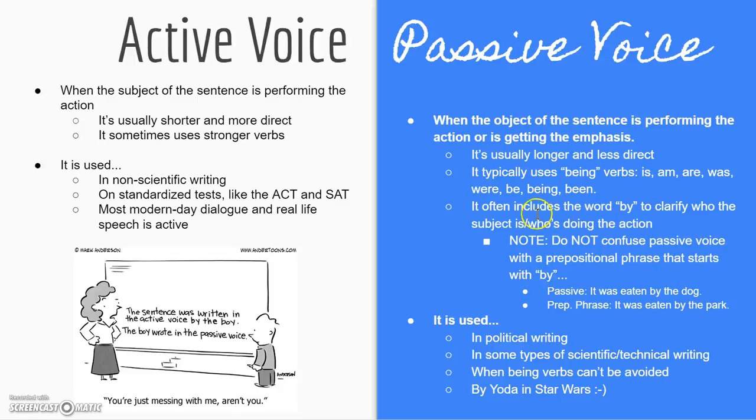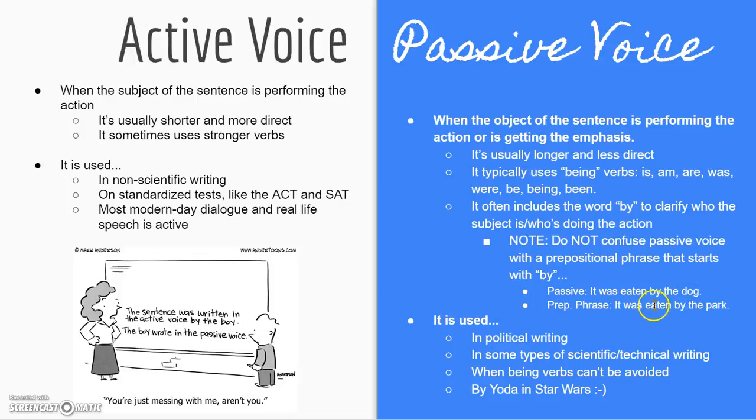Sometimes "by" clarifies the subject, like in passive voice, and sometimes the word "by" just starts a prepositional phrase. Sometimes it's a location word. Look at this example. Passive voice would be to say, it was eaten by the dog. So see, the dog is doing the action of eating, and it's just at the end of a sentence.